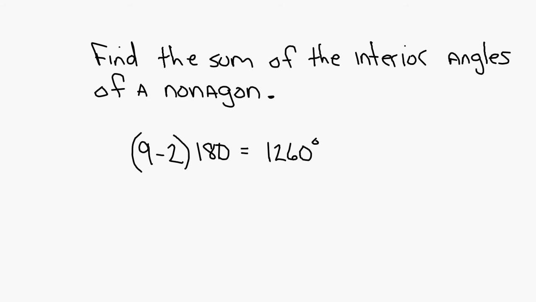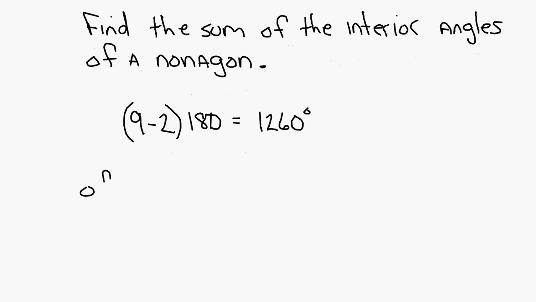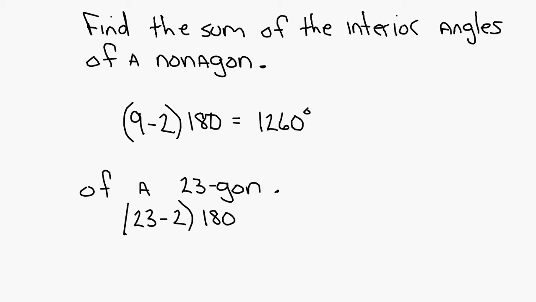Okay, if you had the same question, find the sum of the interior angles. This says of a nonagon. Let's say of a 23gon. Alright, so how many sides do you think a 23gon has? 23. Yeah, real difficult. So 23 minus 2, and you would multiply that by 180. So 21 times 180, 3780, 3,780 degrees. Sum of the interior angles of a 23gon.